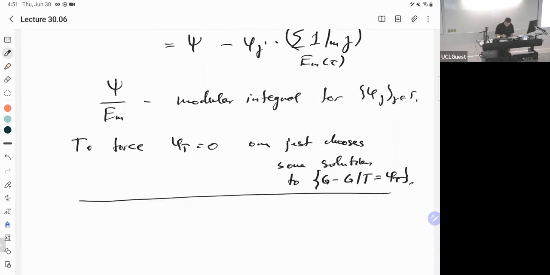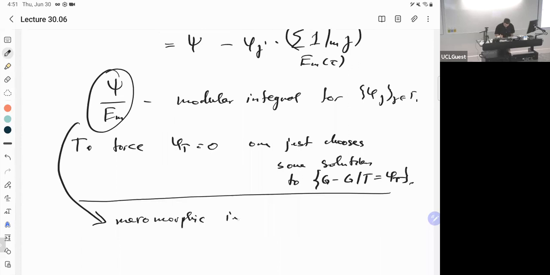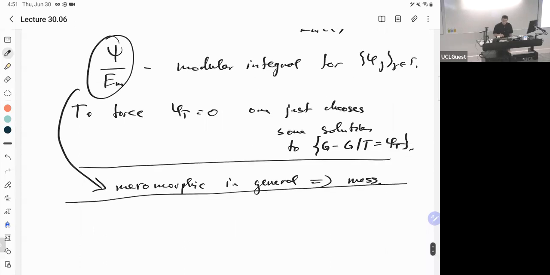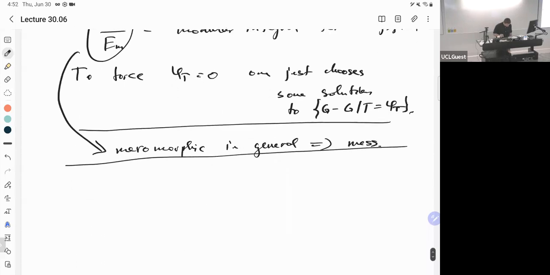But the bigger problem is that this thing is meromorphic, in general, and that means you have to do another step. You have to correct it, so you have to remove all the poles. And that leads to a mess. You can work it out, but it's very hard to prove some qualitative results about it. Okay, but roughly that is the sketch.